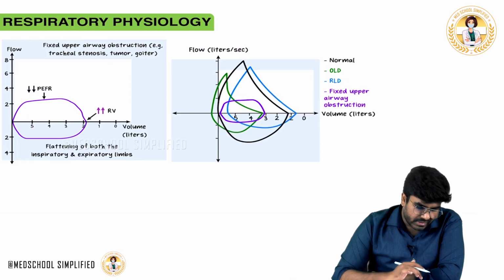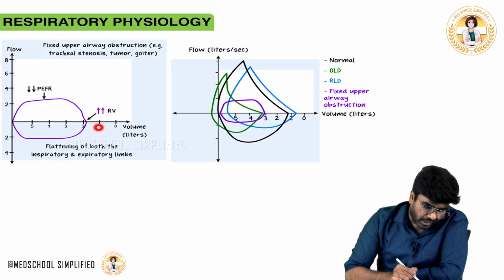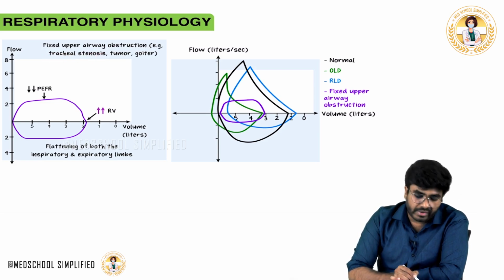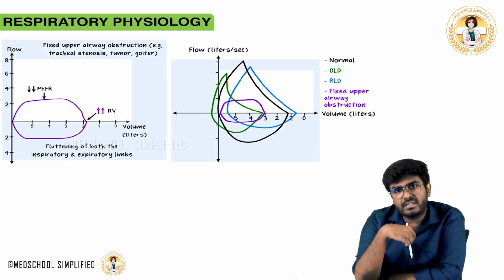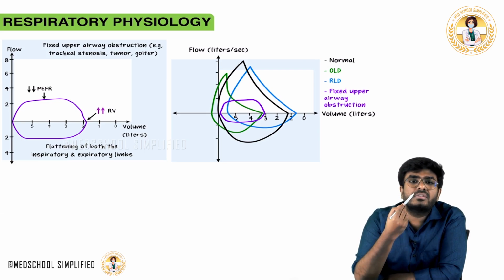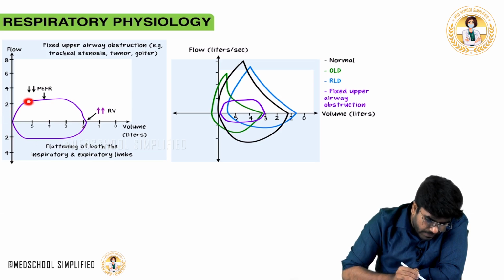Now after this, please look at this flow volume loop. This type of flow volume loop is seen in conditions where there is fixed upper airway obstruction, like tracheal stenosis. Whenever there is a stenosis in the trachea, or a tumor, or a goiter which is compressing the upper airways, what will happen? The amount of air that will enter the lung decreases, and automatically the amount of air that will exit the lung decreases. Air is going slowly inside and slowly outside. So you are going to have a flattening of both the inspiratory and expiratory limbs.